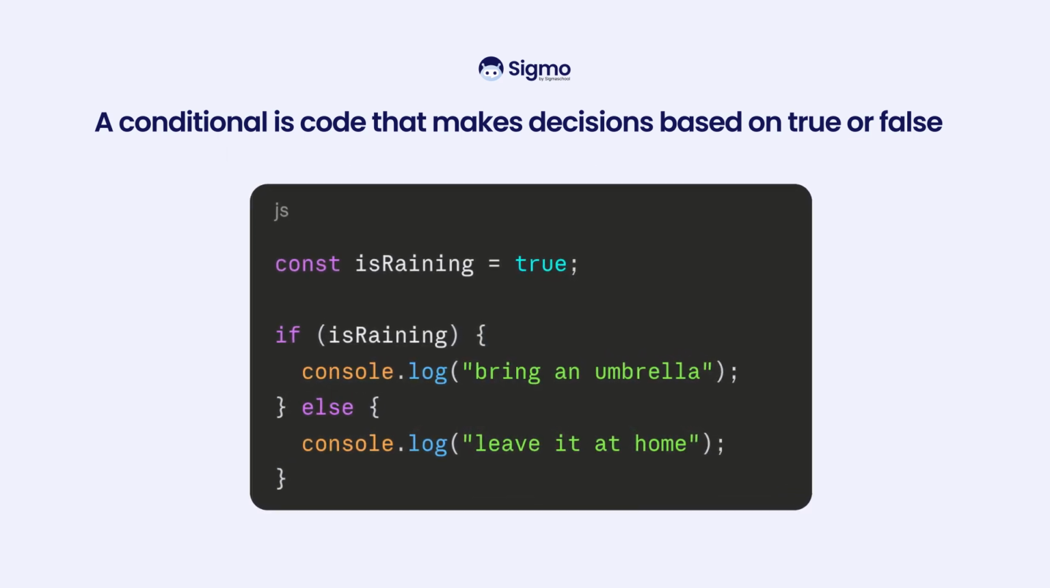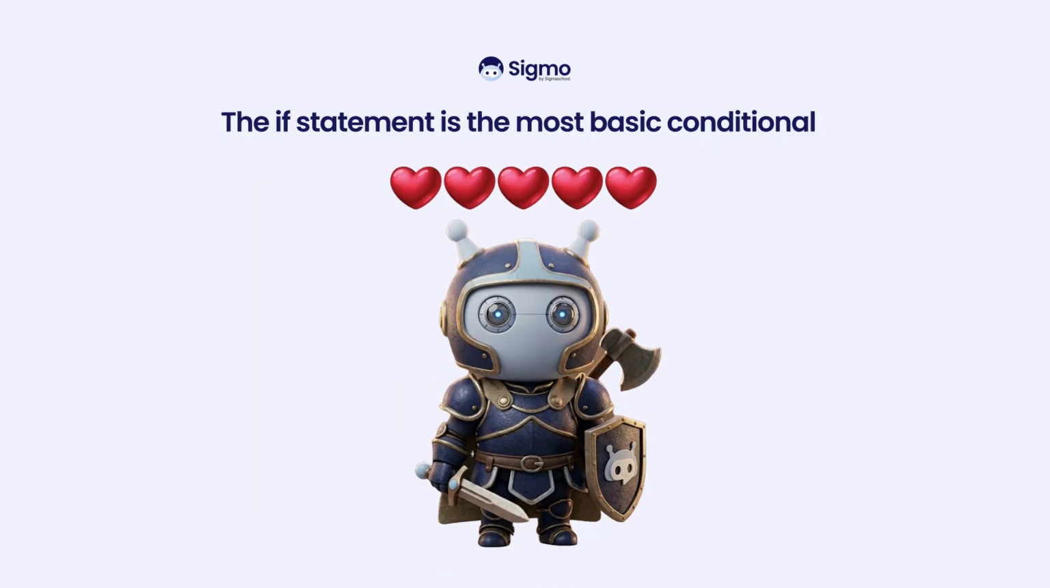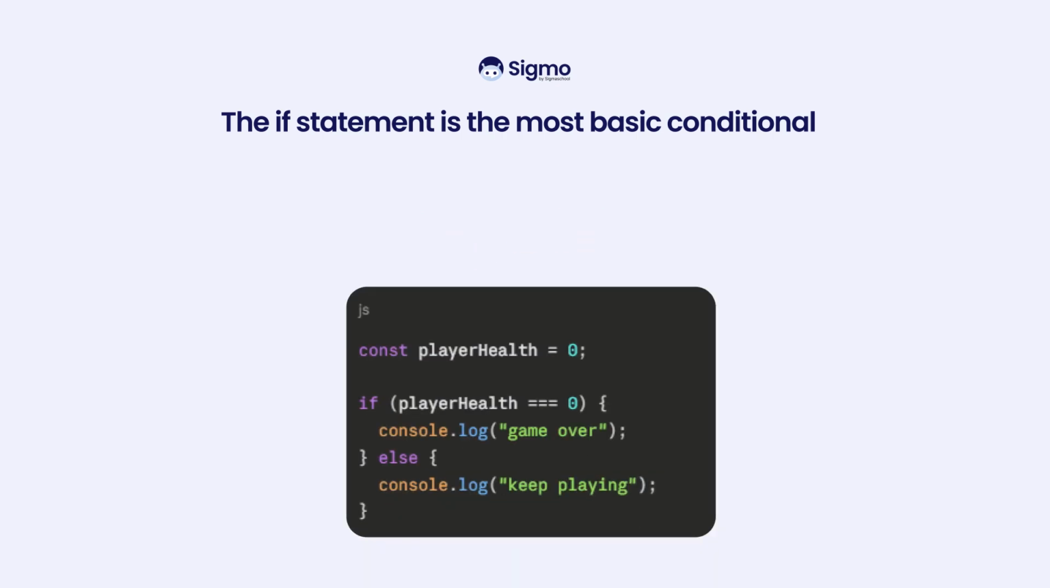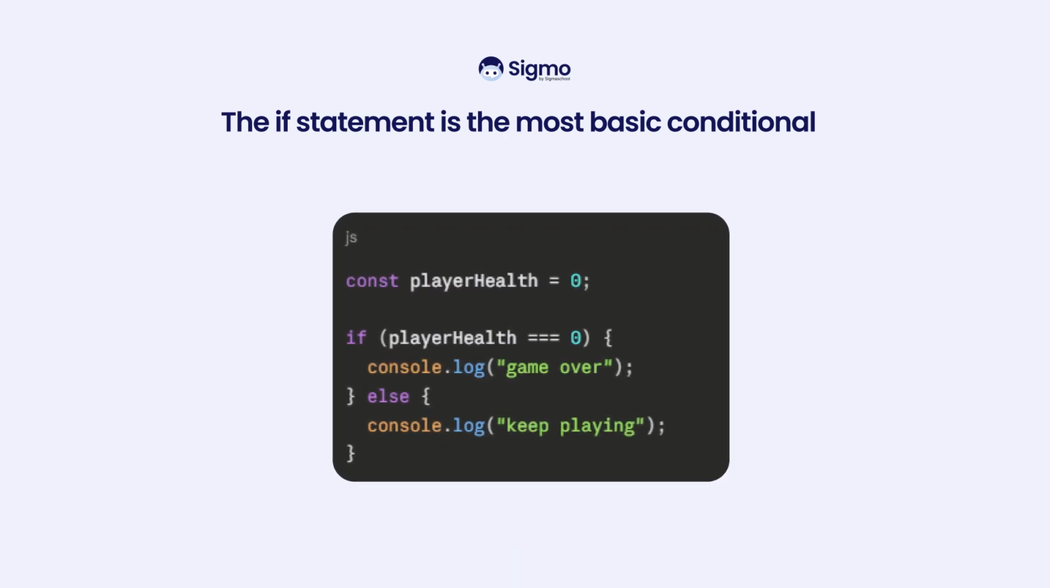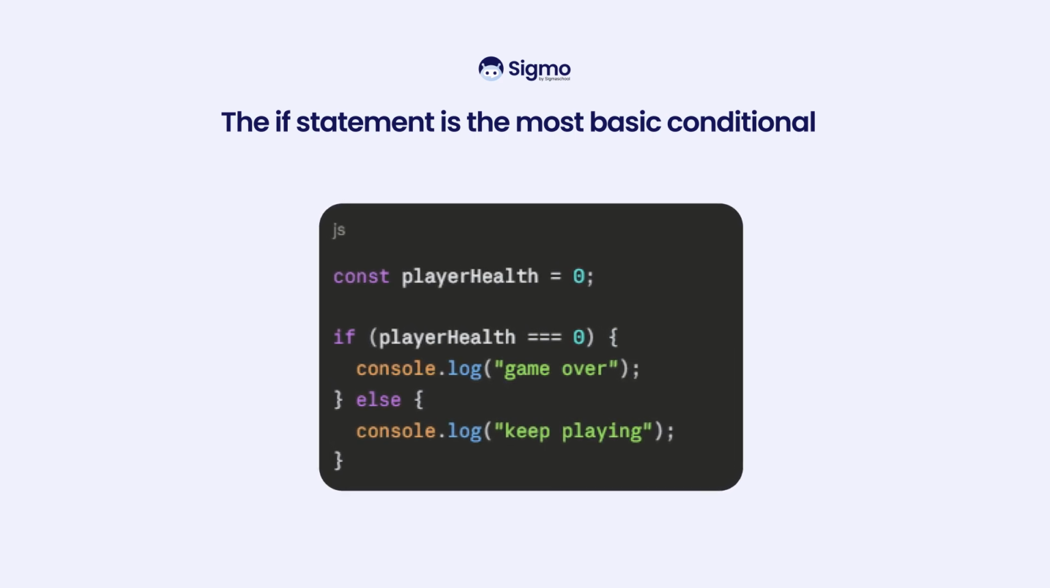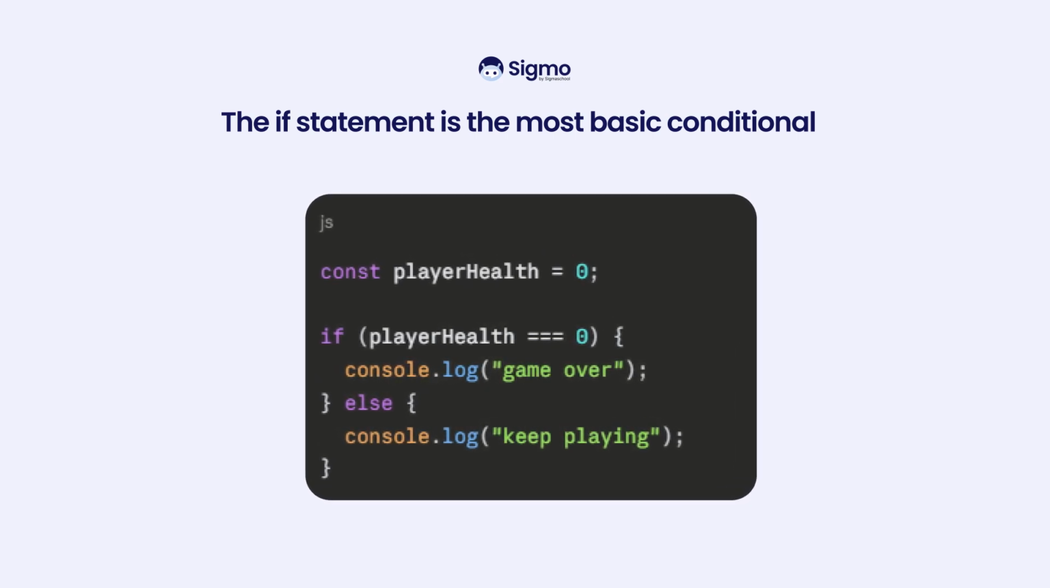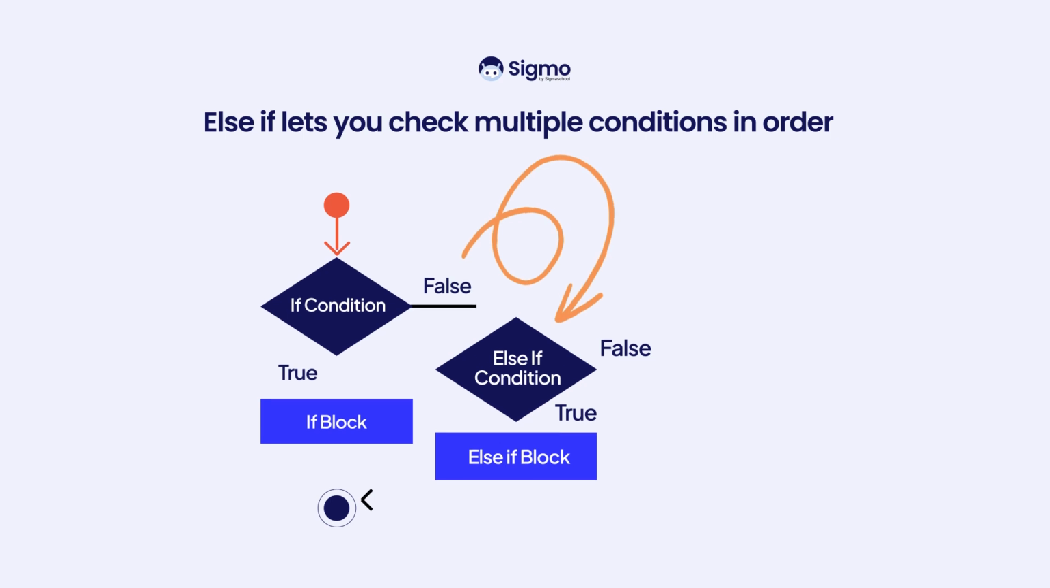Here's a simple example. Let's say you're building a game. If a player's health drops to 0, the game ends. That's an if statement. You check the condition. Is health 0? If true, run this code. Simple as that. But what if you have more than 2 possible outcomes?